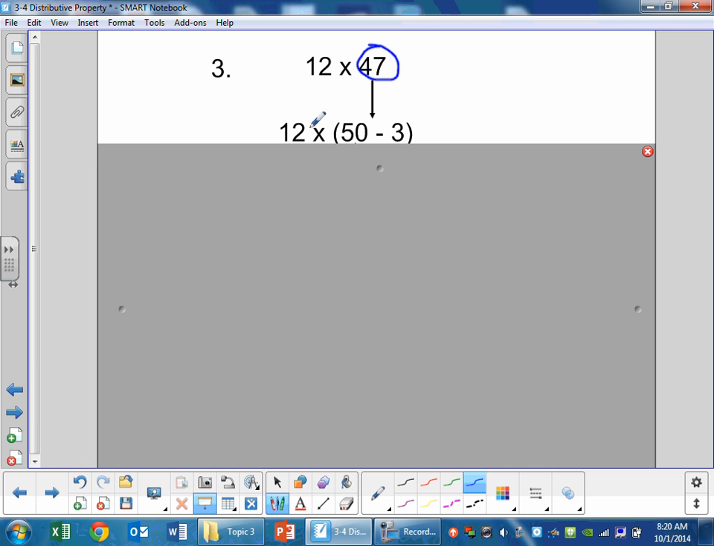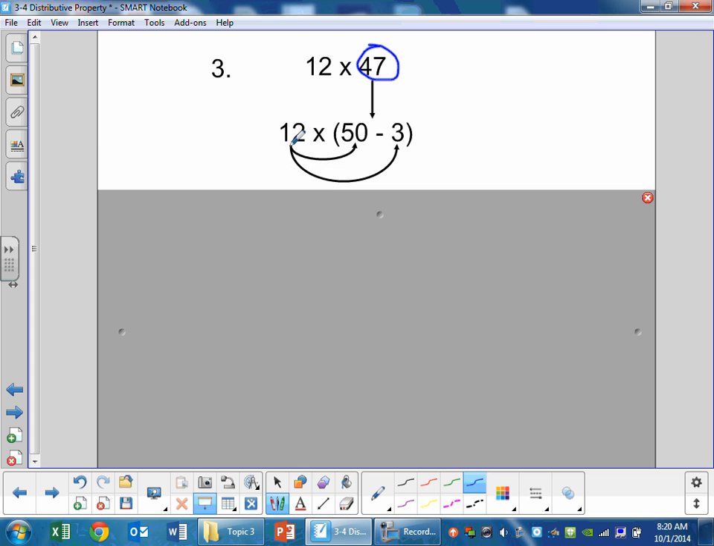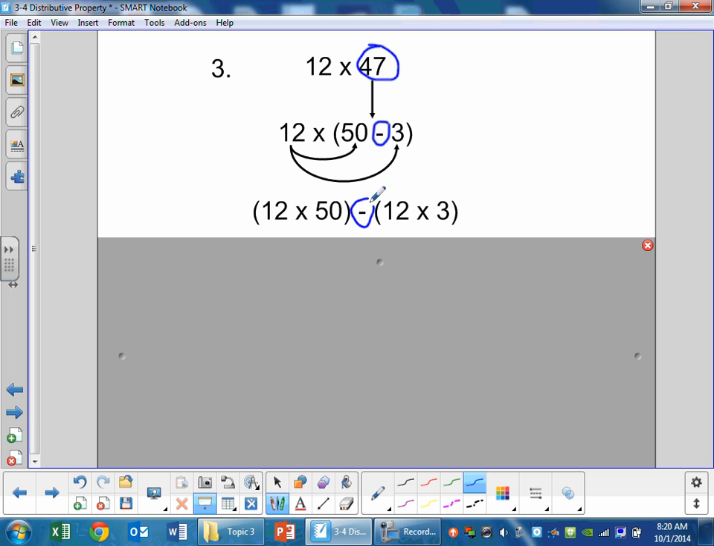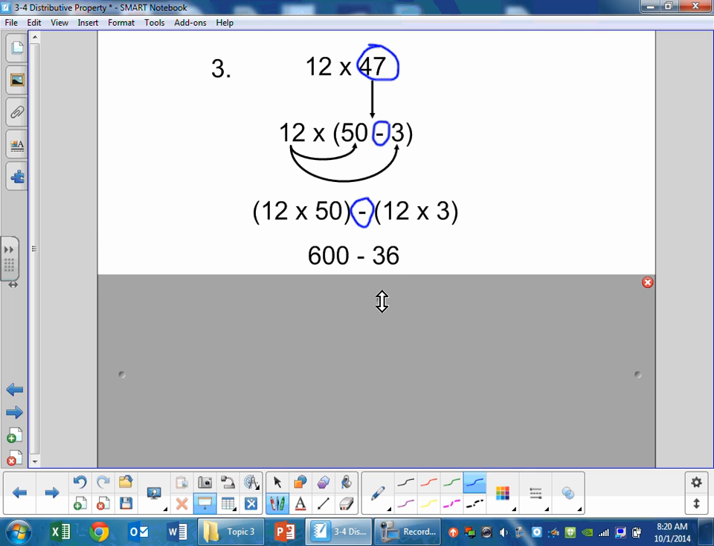because isn't this quantity the same value as 47? Technically, yes. So my product is not going to change, just the way that I get to the product looks a little different. So now I can distribute my 12 out to both numbers, 12 times 50 and 12 times 3. Okay, but the difference is since I'm subtracting, I'm going to have to subtract the products instead of adding them. And the distributive property works the exact same way.